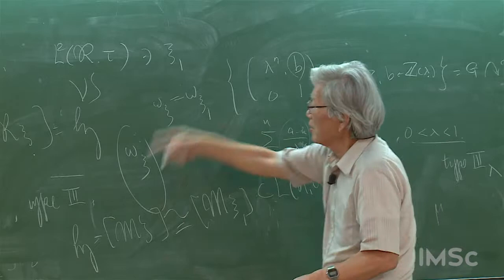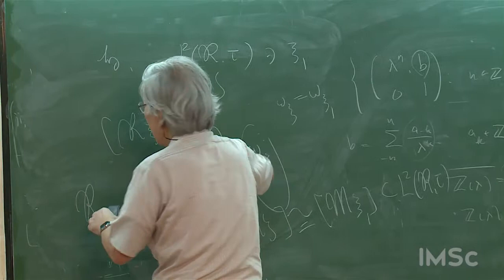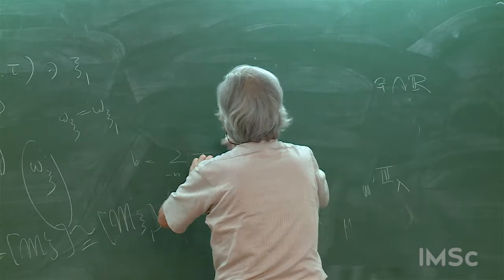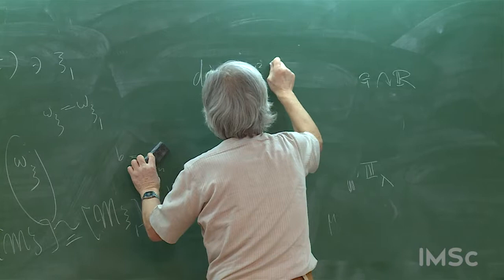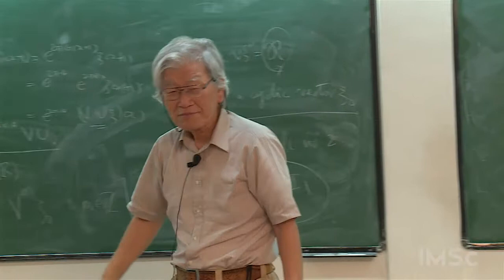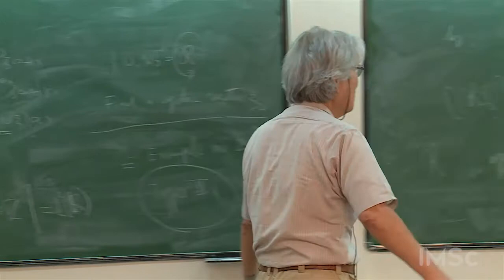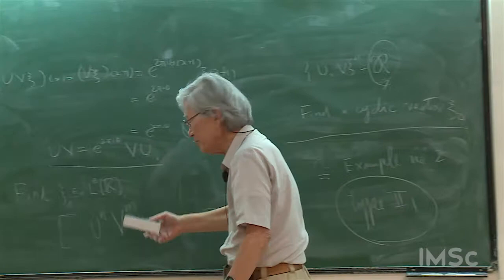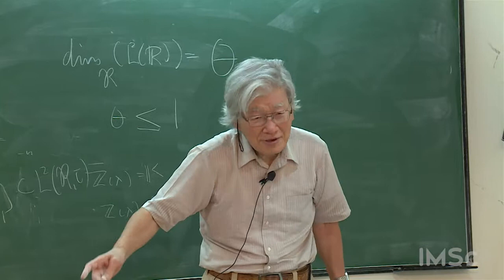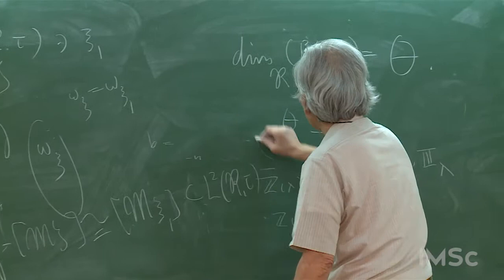How? What is this? Then you quickly compute the relative dimension relative to L2 of R. Then look, this is exactly that number theta we fixed at the beginning. You recover that theta. And then the existence of a cyclic vector here is exactly the same as theta being less than 1. So the existence of a cyclic vector is equivalent to this inequality. Of course, in that case we take, we don't take 0.